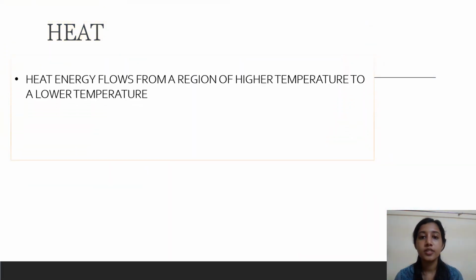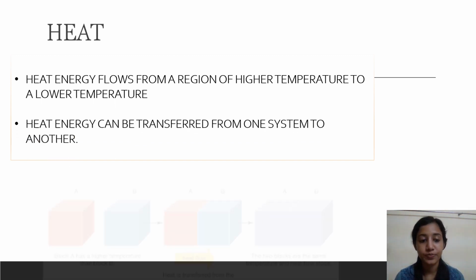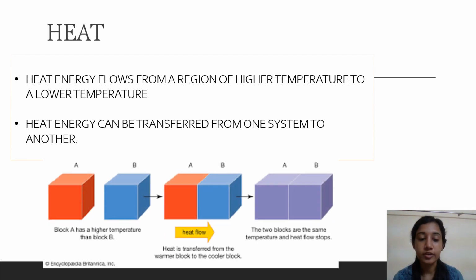We know that heat flows from a region of higher temperature to a region of lower temperature. As you can see here, there are two bodies. This is the first one, a hotter body shown with a red color, and this is a colder body shown with a blue color. If I keep the hot body in contact with the cold body, after the passage of time, I will see that these two bodies have come to an equilibrium, or they both have the same temperature.